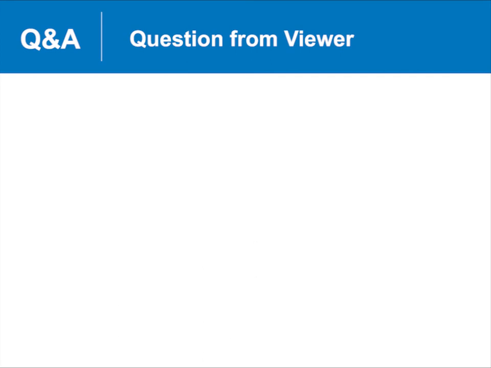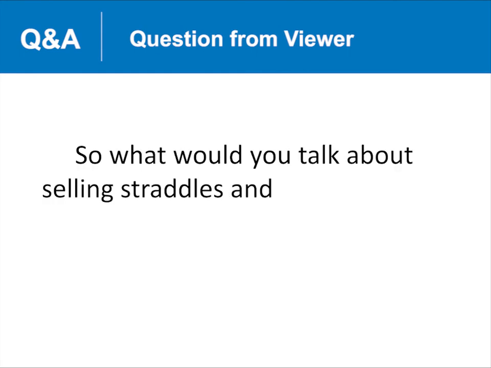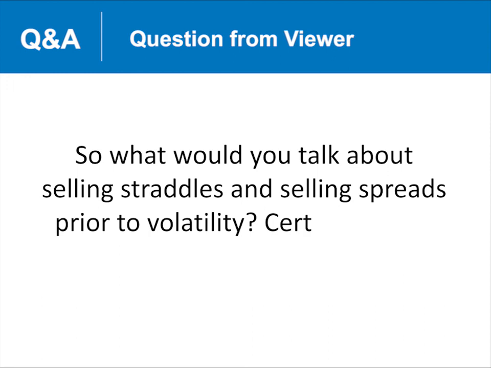Right. Speaking of selling options, we were talking about buying straddles prior to earnings announcements. What about selling straddles ahead of earnings announcements? Because it does seem sometimes that there's that implied volatility crush, where things don't work out exactly as we had planned and the volatility comes out of the market. So what would you say about selling straddles and selling spreads prior to earnings?